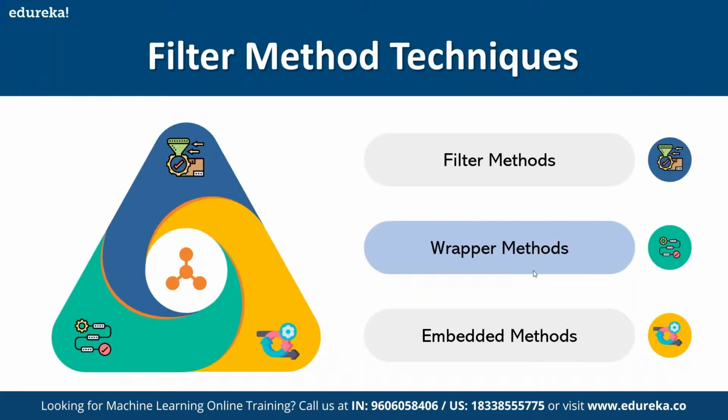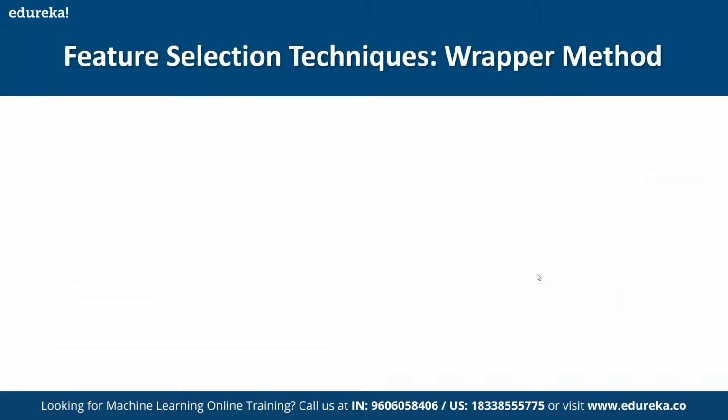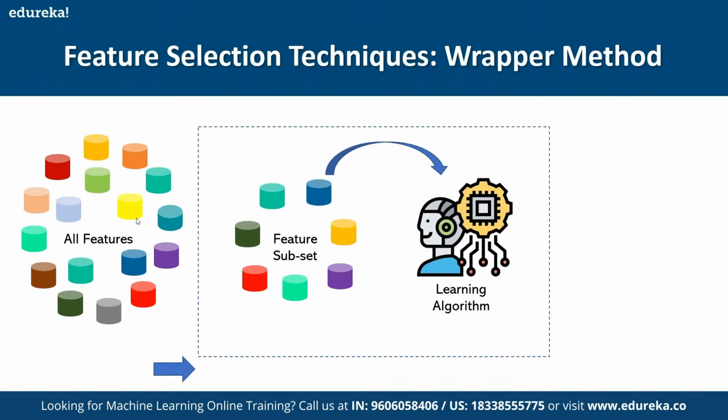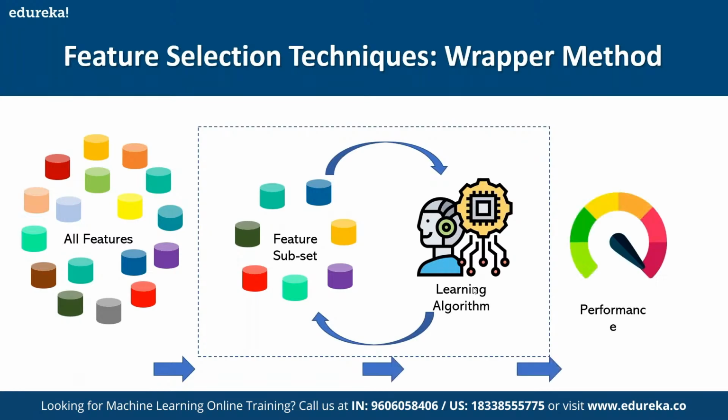Moving on, the next method that we have is called the wrapper method, guys. Under this wrapper method, it's the same thing. I'll select a feature subset and then apply it on a learning algorithm.